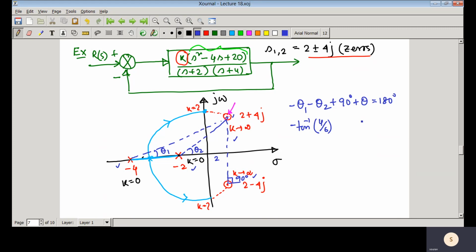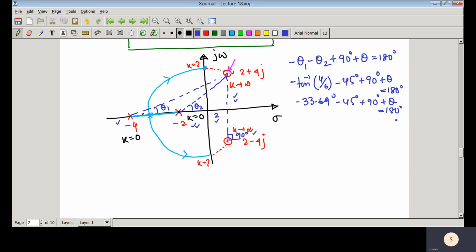And what is theta 2? Theta 2 here, this is 2, that is 4 and 4. So that is theta 2 equal to 45 degree, minus theta 1 minus theta 2 plus 90 degree plus theta equal to 180 degree. So here this one is 33.69 degree minus 45 degree plus 90 degree plus theta equal to 180 degree. So from here you will calculate that theta and you will get theta equal to 168.69 degree.